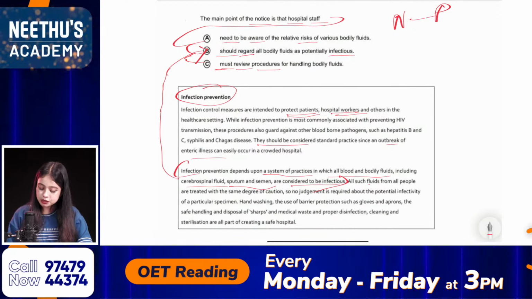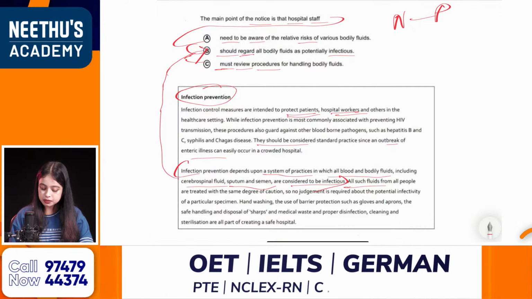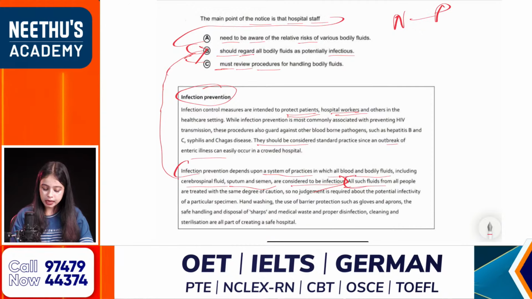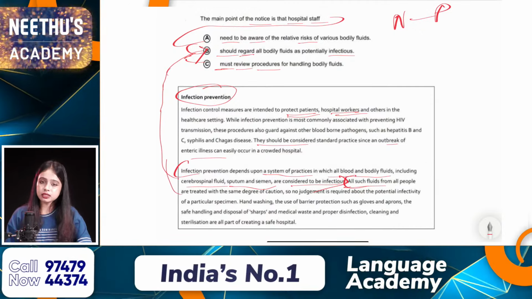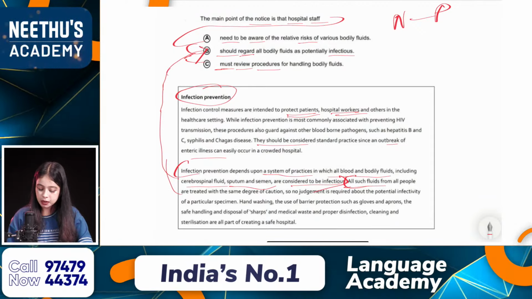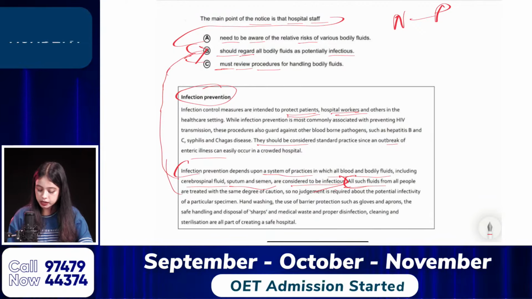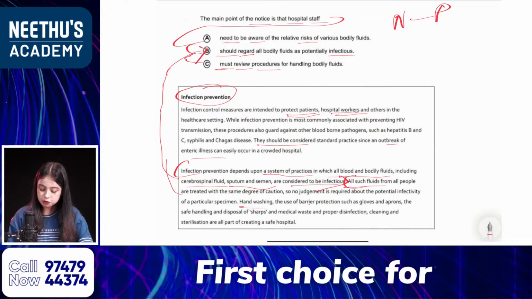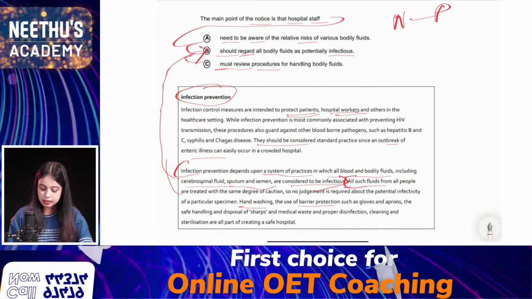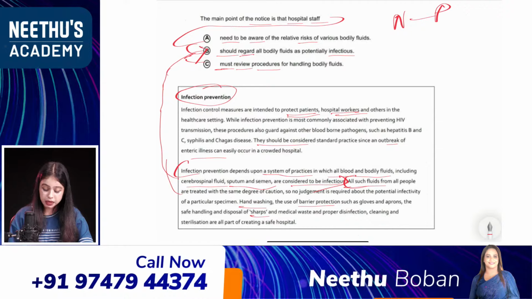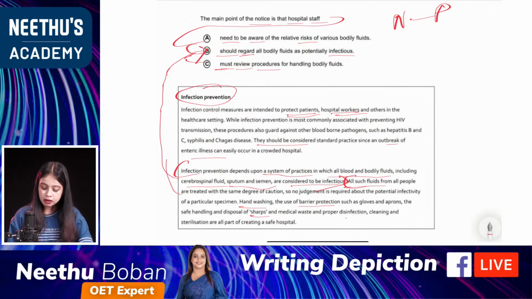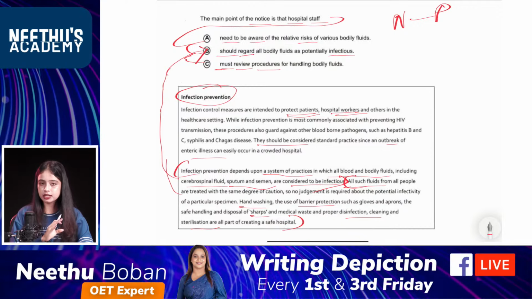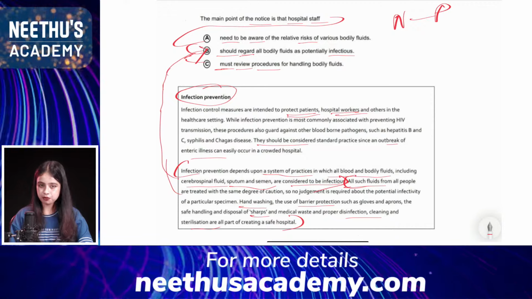Then, all such fluids from all people are treated with the same degree of caution. From the same line, again I am tracing to the same option. From the next line: all such fluids from all people are treated with the same degree of caution, so no judgment is required about the potential infectivity of a particular specimen. Then hand washing, the use of barrier protection such as gloves and aprons, the safe handling and disposal of sharps and medical waste, and proper disinfection, cleaning and sterilization are all part of creating a safe hospital. So the rest of the lines are all about how to be safe.